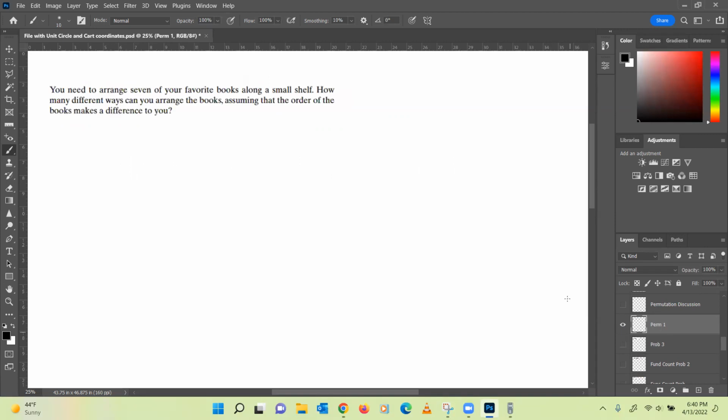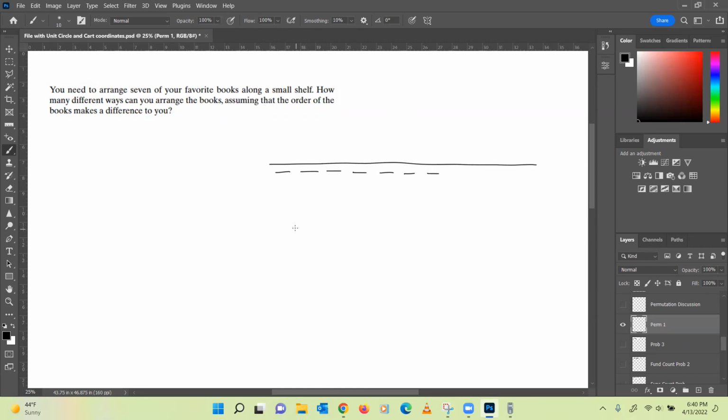All right, now let's look at permutations. This jumps into section 11.2. And it starts by saying, we need to arrange 7 of our favorite books along a small shelf. So let's take a look. Say we've got this shelf, and we're putting 7 books in there, so it's as if there are 7 different slots we could fill. See, that's 6, there's 7.